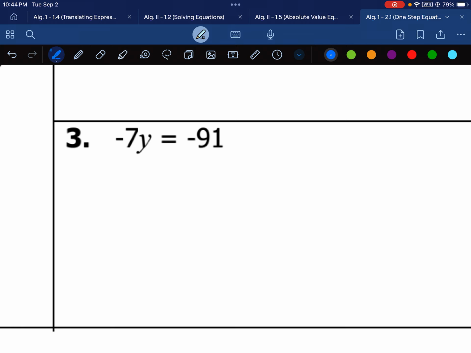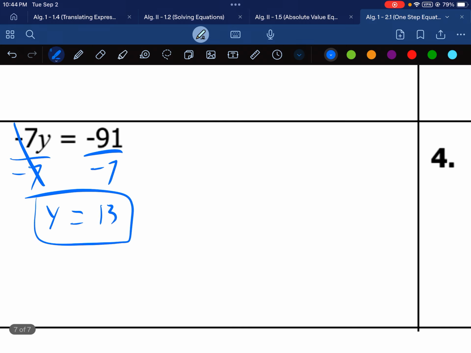Number 3, our variable is being multiplied by -7. In order to undo the multiplication, we divide by that exact same number, -7. -7 divided by -7 is 1, and we're left with 1y, or just y. On the right-hand side, negative divided by negative is a positive, and 91 divided by 7 is 13.